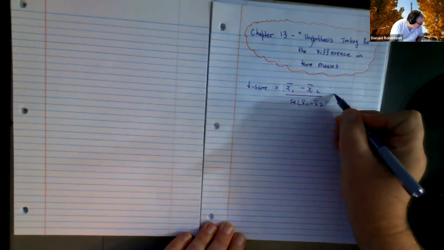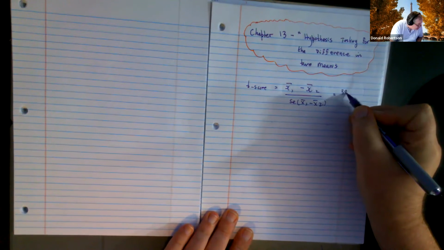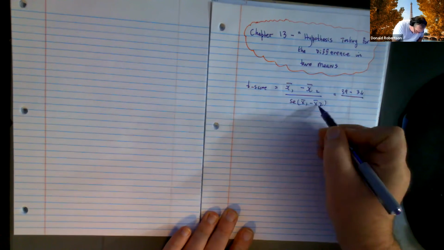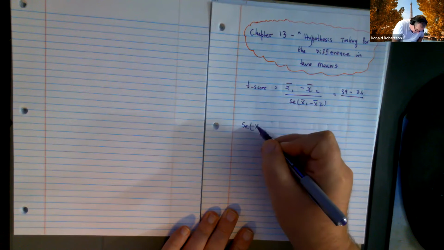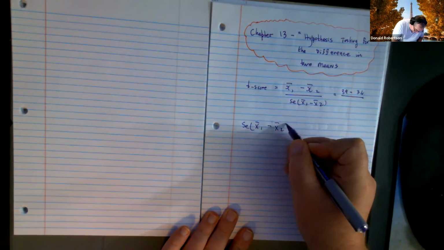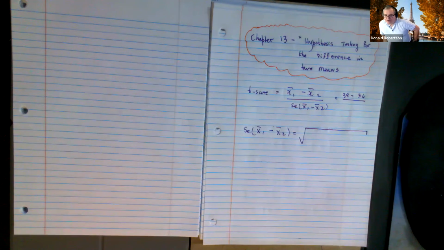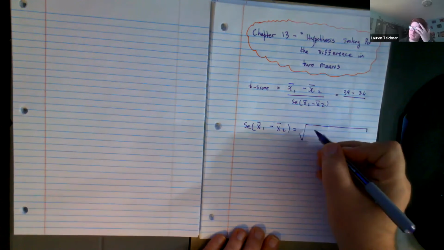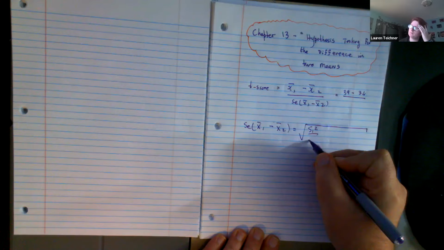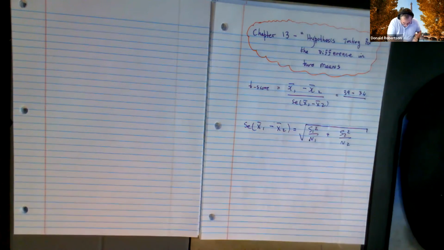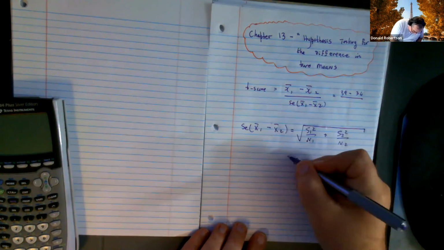Now I know x1 bar, although you can't see it anymore, it was 39. I know x2 bar, it's 34. And I don't know the standard error, but I do have a formula for calculating the standard error, and it has a big square root. Can anybody remember what the formula for standard error is? We did it yesterday. S1 squared divided by N1 plus S2 squared divided by N2. Right. So I'm now going to put in the numbers and then do the calculation.